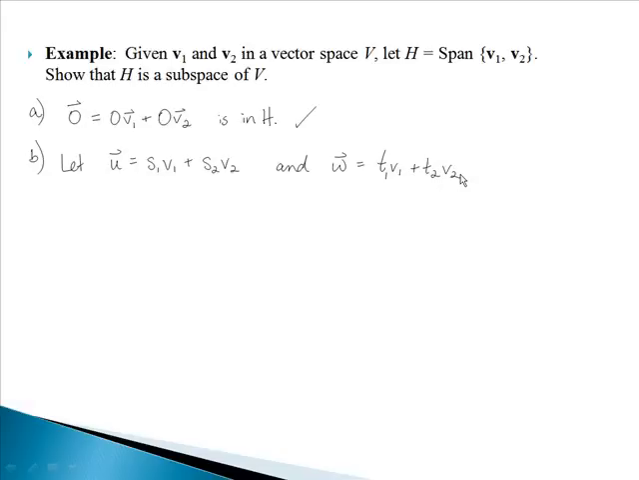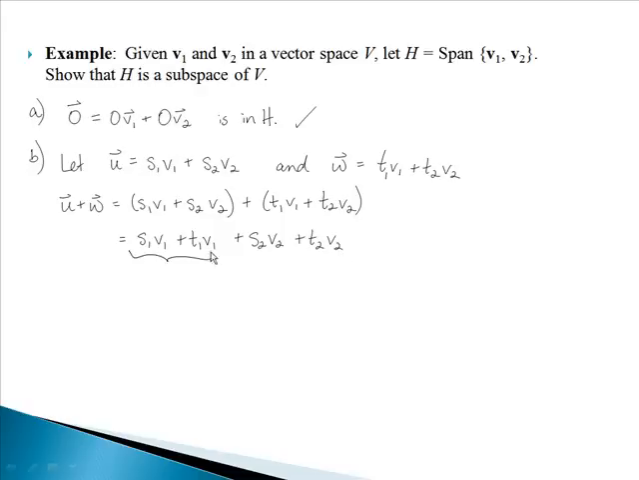So these are two vectors that are a linear combination of v1 and v2. And I want to show then that u plus w will produce another vector that is in H, or another vector that is a linear combination of v1 and v2. So I'm adding these two vectors together, and I can reorder them, and I have s1 v1 plus t1 v1, and then plus s2 v2 plus t2 v2.